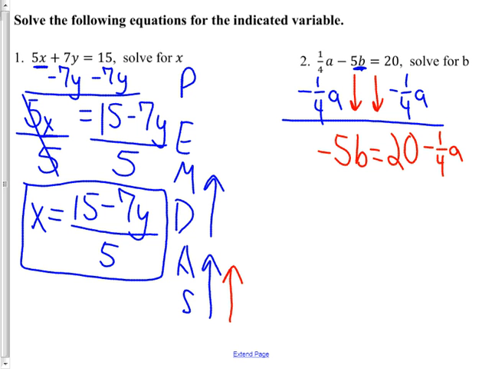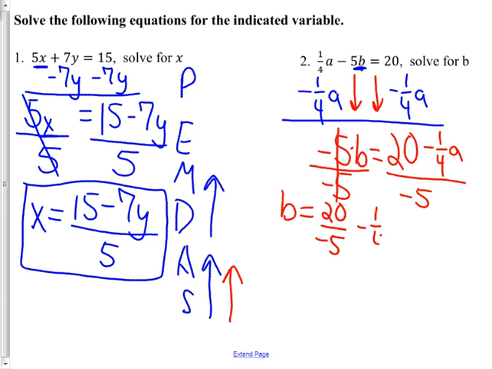Now we have multiplying going on here between negative 5 and b. Negative 5b is the same as negative 5 times b. So we divide all sides by negative 5. Now this one's going to look a little goofy because we have a fraction being divided by a number, right? So we've got b equals, and we're going to have to do a little more work here. 20 divided by negative 5 should give us negative 4. And then now we have negative 1/4 a divided by negative 5.